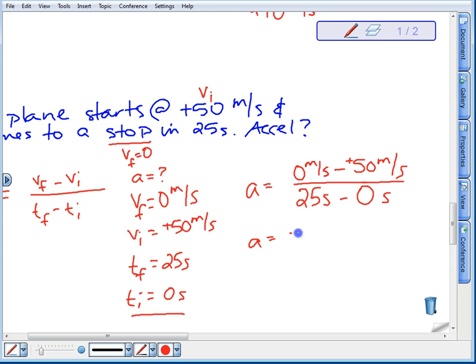0 minus a positive 50 is a negative 50 meters per second over 25 seconds gives me a negative 2 meters per second per second. And that makes sense. I'm going in a positive direction but slowing down, so I have a negative acceleration.